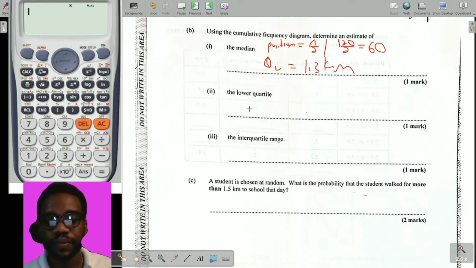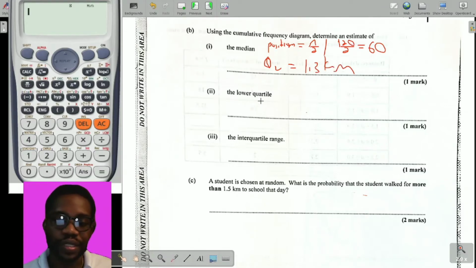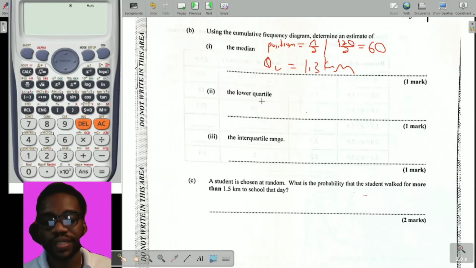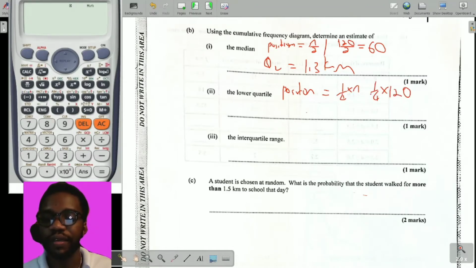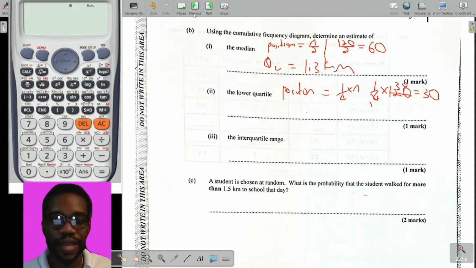Good to go? Now the lower quartile, there are 3 things you need to remember. Lower quartile, which is a quarter, upper, which is 3/4, and the median, which is a half. So the position again is equal to a quarter times n, which is a quarter multiplied by 120. 4 into 4, 1. 4 into 12, 3. So that's 30. So that's the position. And we're going to find that position on the y-axis, or the cumulative frequency axis.